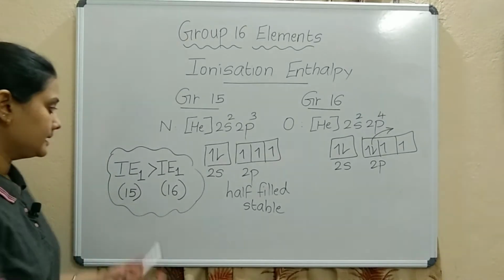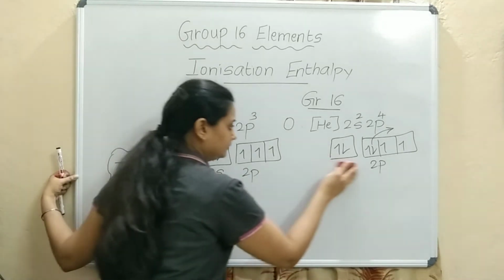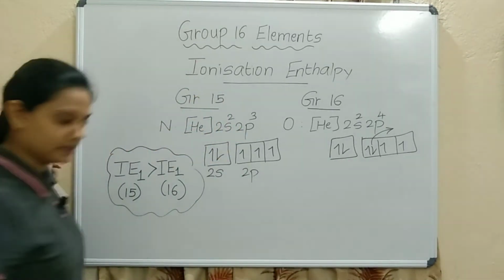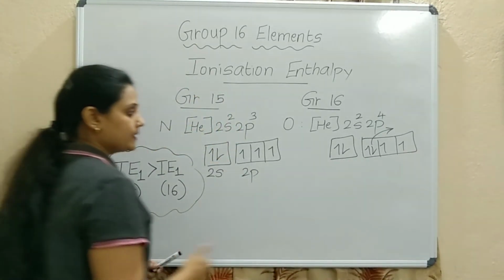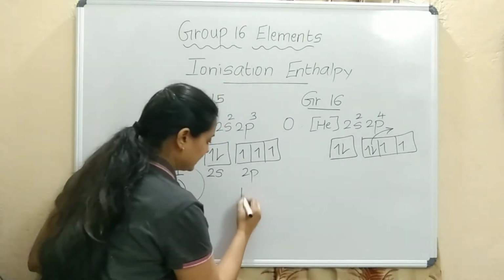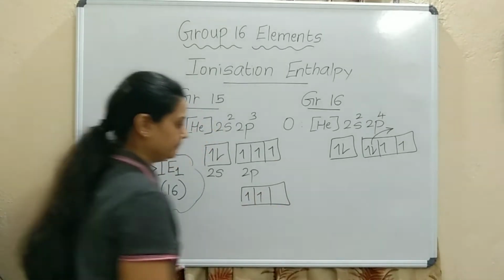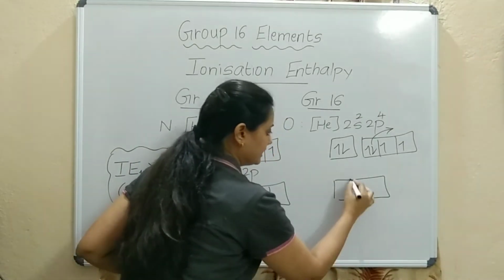Now compare the second ionization enthalpy. Now suppose one electron is removed from here, and one electron is removed from here also. I am just drawing the p orbital.